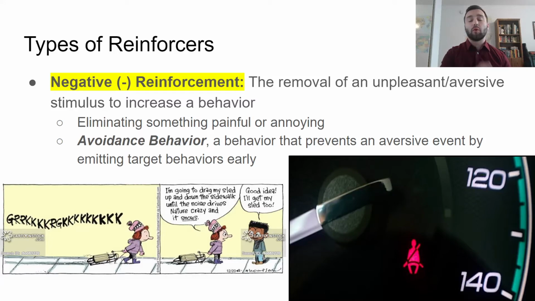Now, again, both of these are examples of reinforcement because it's increasing the likelihood of us doing a behavior. With positive reinforcement, we're adding something that increases the likelihood of doing a behavior. With negative reinforcement, we're taking something bad away to increase the chances we do a behavior.